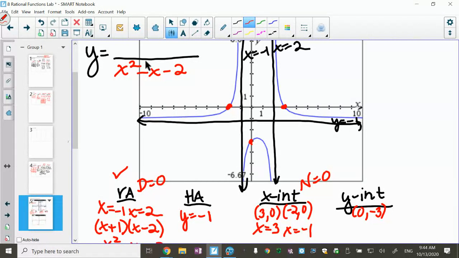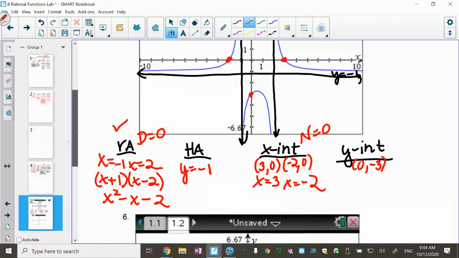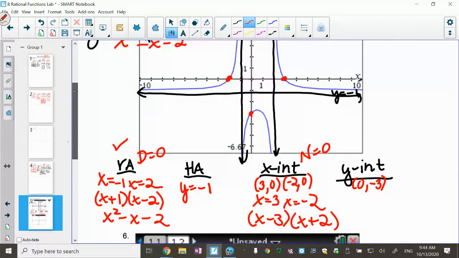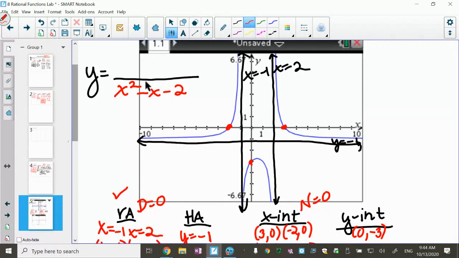So if it was 3 and -1, what was it before that? Oh, -2, thank you. If it was 3 and -2, what was it before that? x minus 3, x plus 2. So this is x minus 3, x plus 2. And then if I multiply that out, what do I get? X squared minus x minus 6. And then I put that up here.